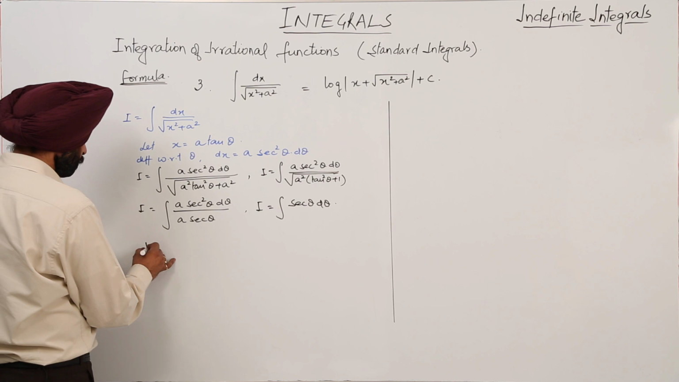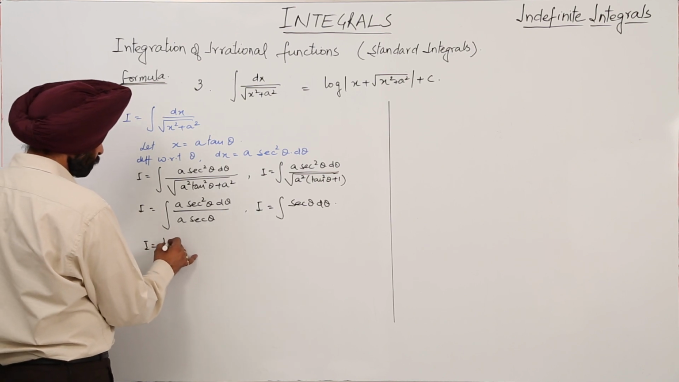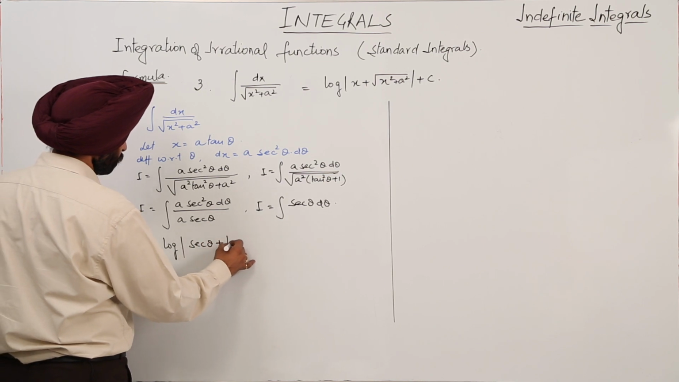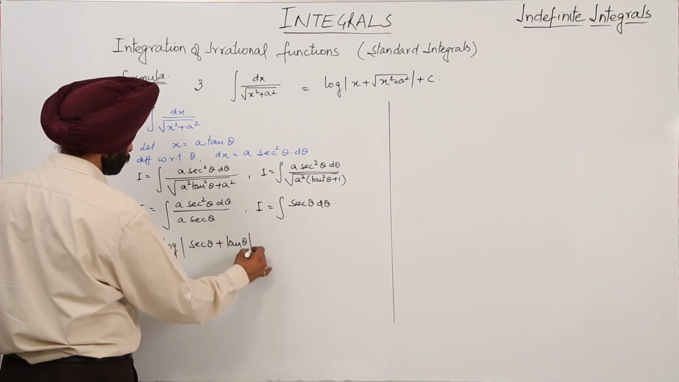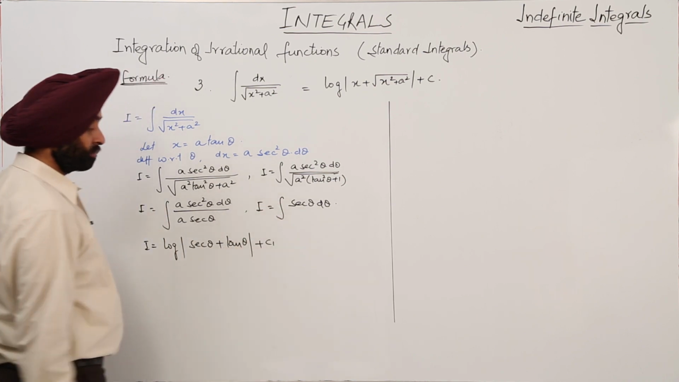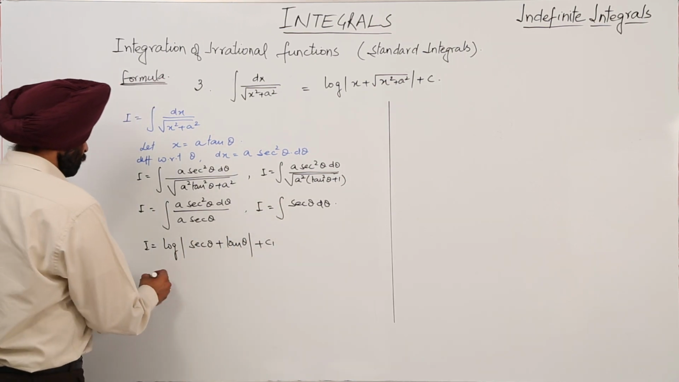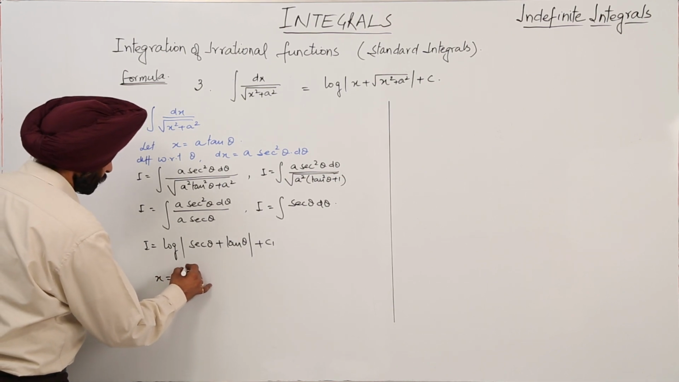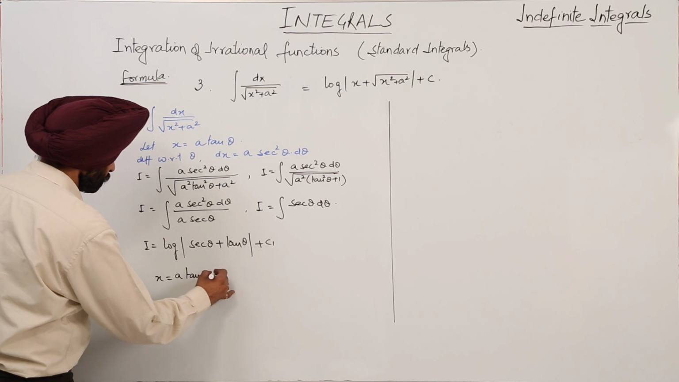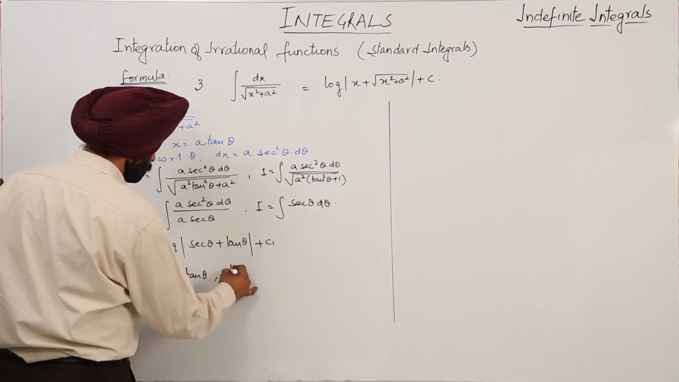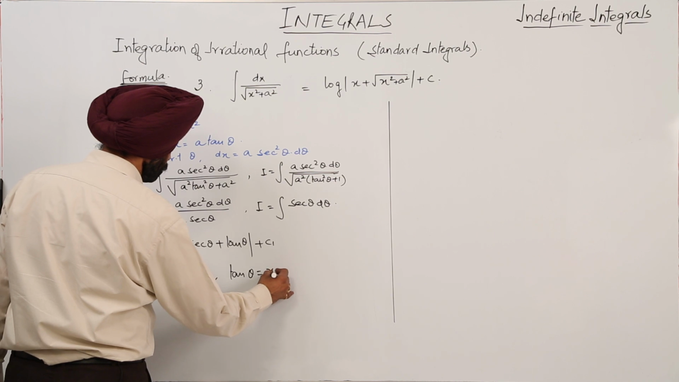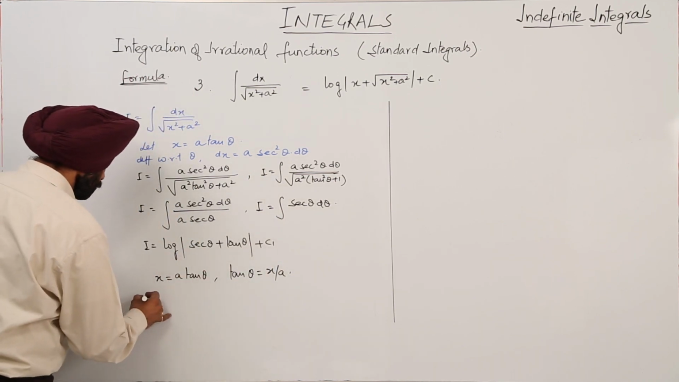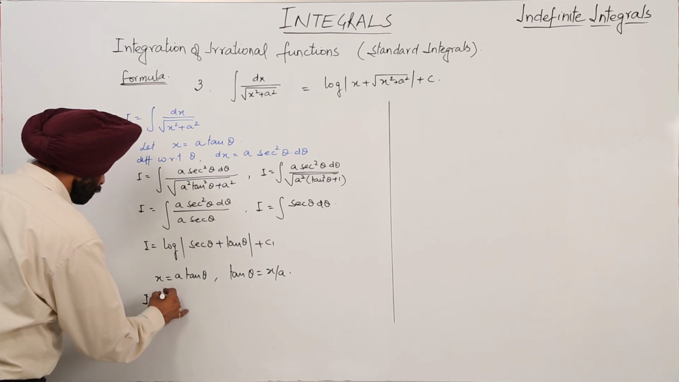Now the integral of secant theta d theta is what? Log mod of secant theta plus tan theta plus c1. Now x is equal to a tan theta, so tan theta is equal to x upon a. Okay. Now using this in our question, we have log.